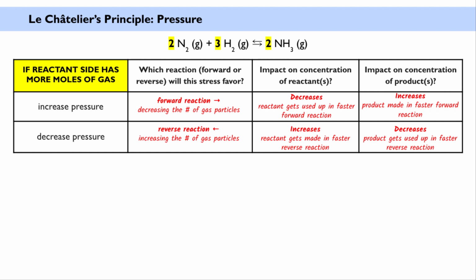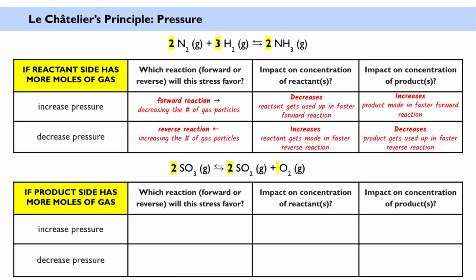You might be wondering what would happen if we had a reaction that was the opposite. So let's look at our second example here. 2SO3 reacts to form 2SO2 plus O2. There are 2 gas particles on the reactant side and 3 gas particles on the product side. So in this case, the product side has more moles of gas. We will essentially see the opposite pattern here.